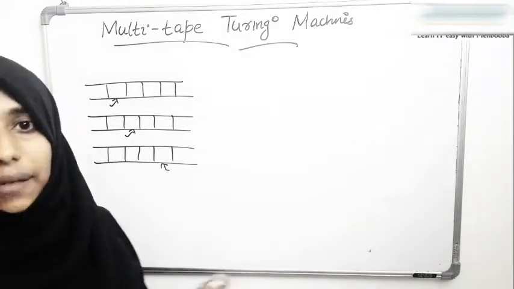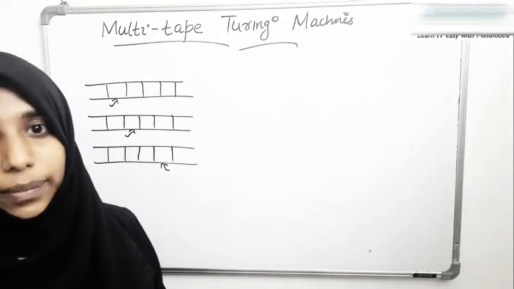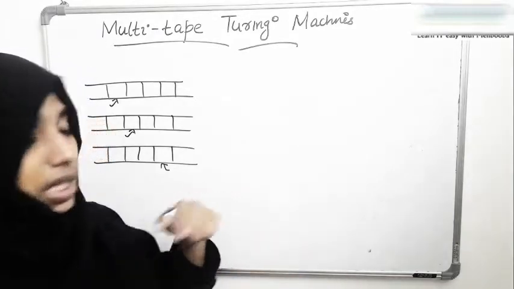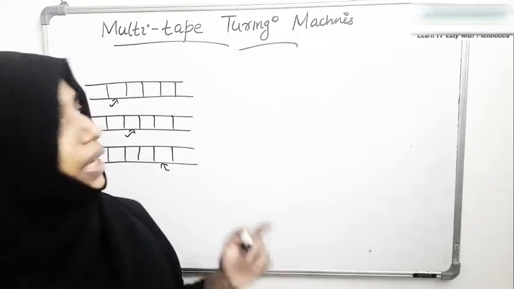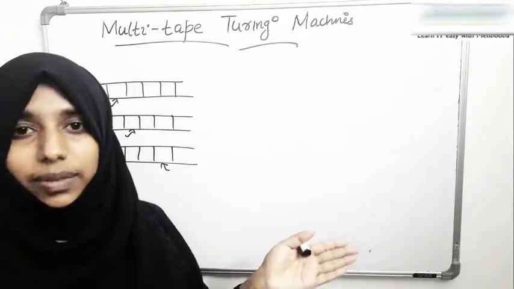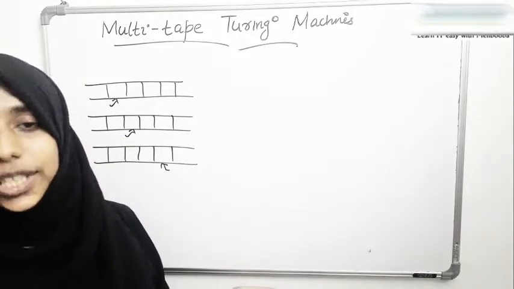Again, having multiple tapes doesn't add to the computational power of a Turing machine, because any multi-tape Turing machine can be converted to a single-tape Turing machine. Essentially, multi-tape Turing machines and single-tape Turing machines have exactly the same computational power.